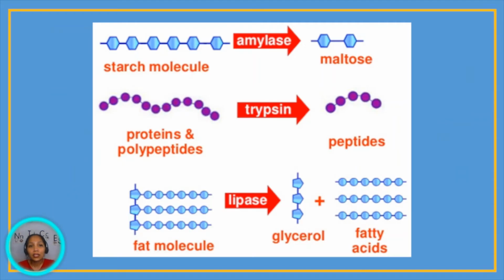The digestive enzyme amylase, for example, breaks down the starch molecules into maltose, which are ultimately digested into glucose by other enzymes. This is then absorbed by our body's blood circulation. The polypeptides and the proteins are broken down into peptides by the enzyme trypsin. Lipase, on the other hand, breaks down the fat molecule into glycerol and fatty acids.